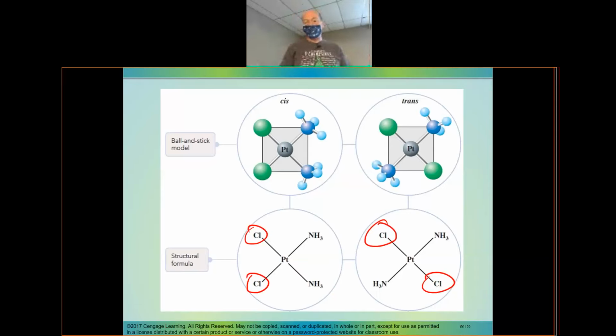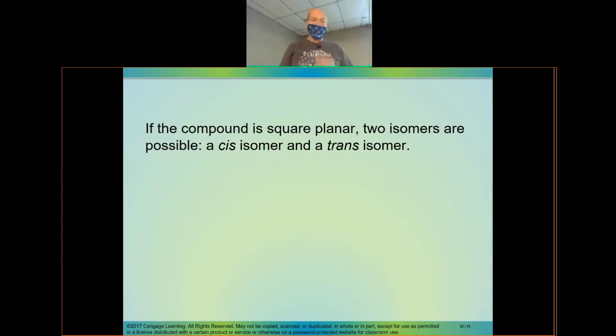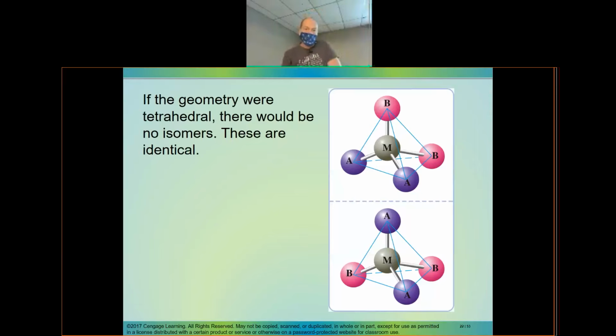You can have cis and trans for octahedral. You cannot have cis and trans for tetrahedral. When you are tetrahedral, the only way to get stereoisomers is if you had all of these be different. If this was A, B, and then C, and then D, if they were all 4 different, then you would take the mirror image and it would not be superimposable.